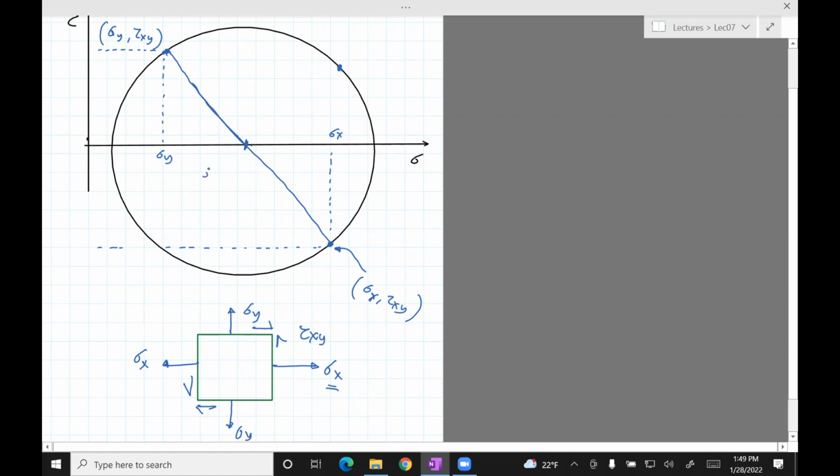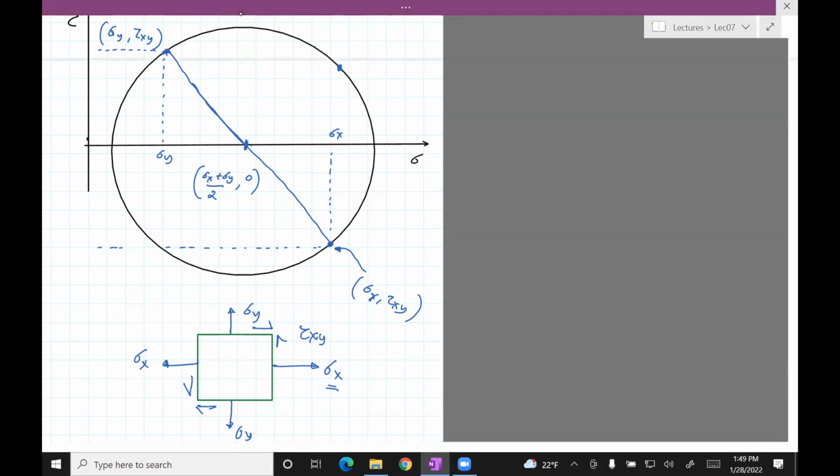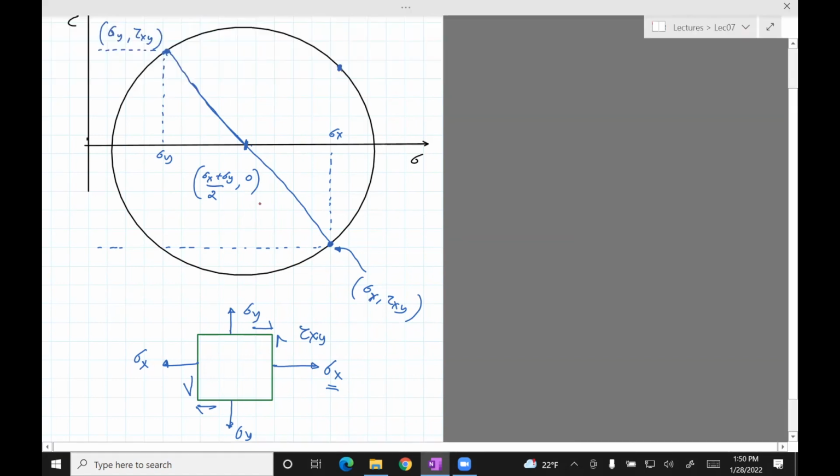And so the coordinates of the center are sigma x plus sigma y divided by 2 on the x-axis, and 0 on the y-axis. So all you need to do is dot those points, and then you have the center. Now, once you have the center, and once you have one of these points, the radius is as simple as measuring this distance. This is the radius.